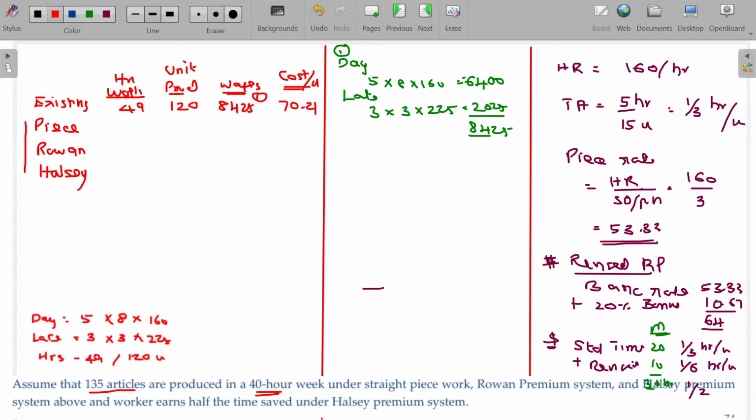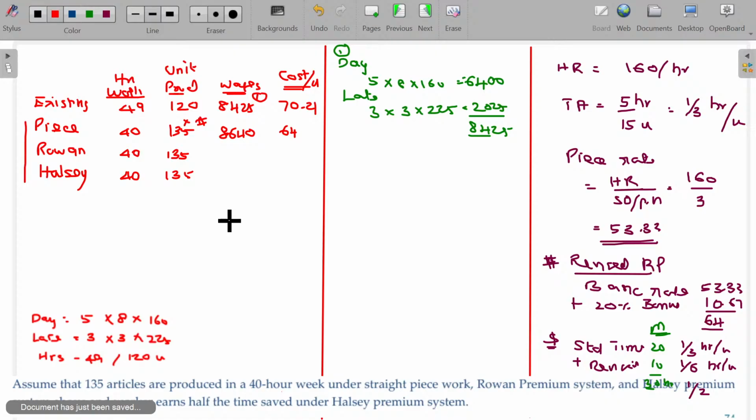Now, as per these three plans, the hours worked in the week are only 40. The units produced in that week because of introducing this scheme are 135. And wages: under piece rate system, you simply multiply 135 with the piece rate, 64. So 135 into 64, 8,640. Your cost per unit is always 64 only. Is that clear? Hope now you'll be able to understand this one.